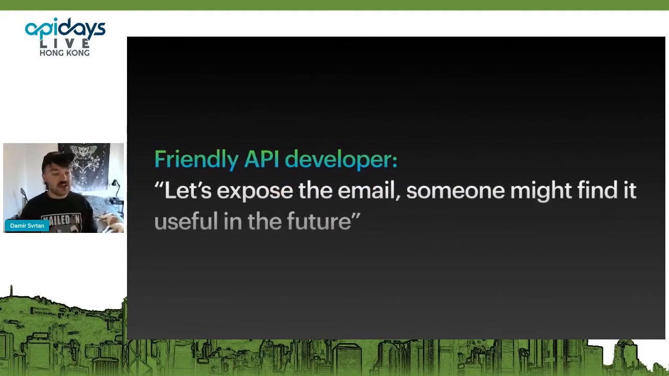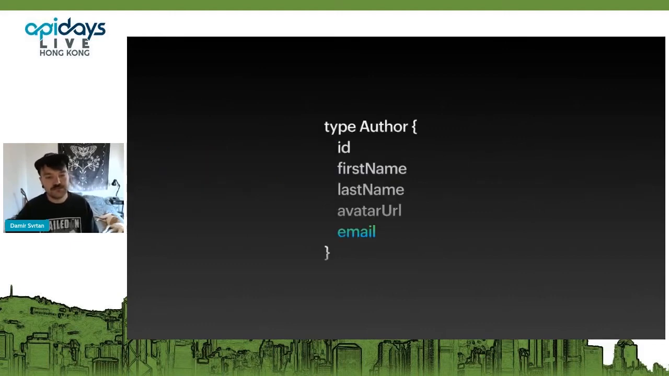Now, the friendly API developer that's maybe working on this product might say, let's expose the email. Somebody might find it useful in the future. Why wouldn't we expose the email field right away? We're going to spend more time exposing it if we need it afterwards, right? So we're technically saving time for the business.